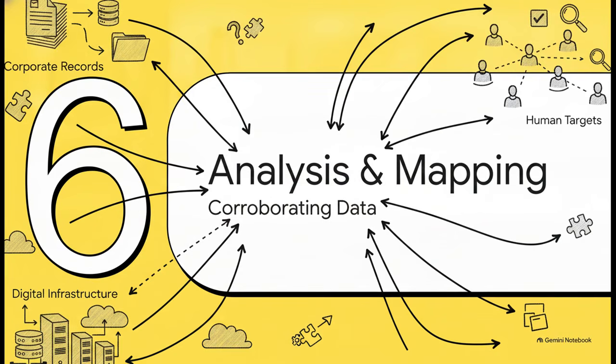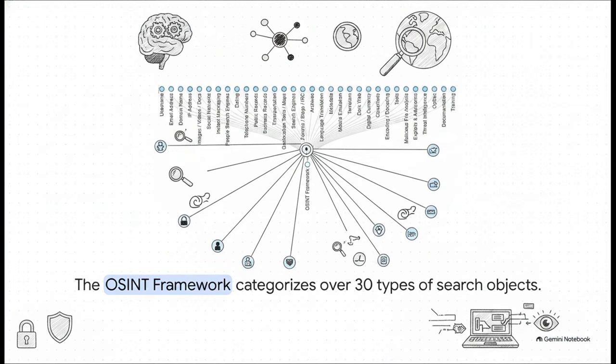Finally, we reach Section 6, analysis, mapping, and corroboration. Okay, this is where all the pieces come together. The OSINT framework is this brilliant visual guide that categorizes over 30 types of search objects. It essentially dictates exactly where you should pivot next. Find a new email address, and the framework shows you the exact tools to pivot from that email to a username, and then from that username straight to a physical geolocation. It's like a giant puzzle coming together.